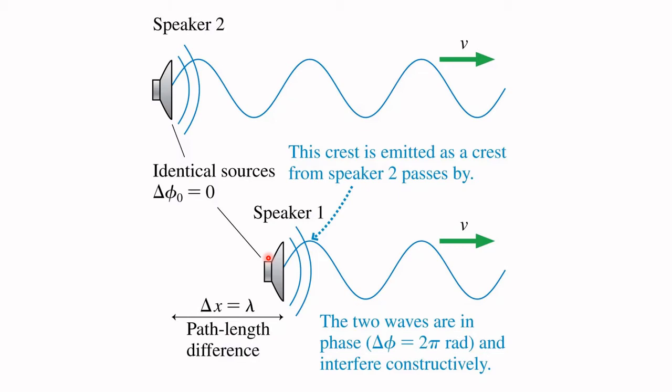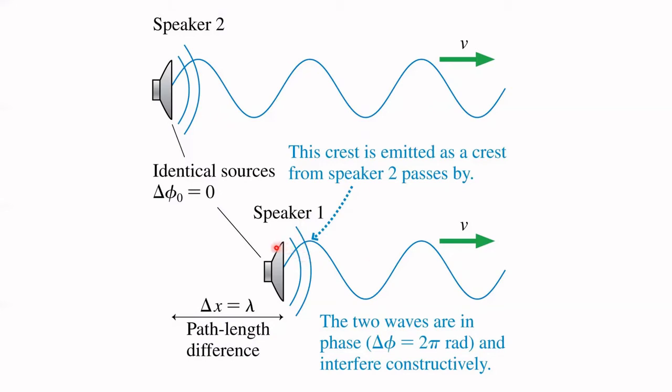Wow, that's a mouthful. However, the speakers are in two different locations, so there is a path length difference. If you're asking for the total wave amplitude over here at any point, well, one of the waves has to travel farther. Speaker 2's wave has to travel farther. That's the path length difference. And in this case, it's one full wavelength.